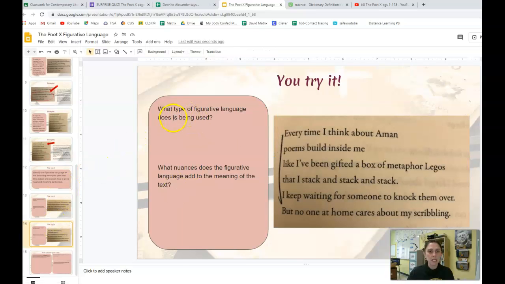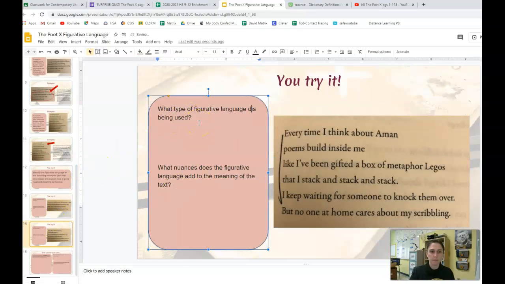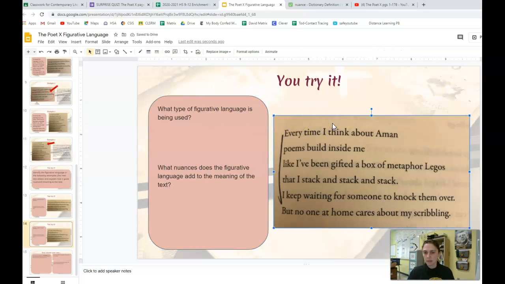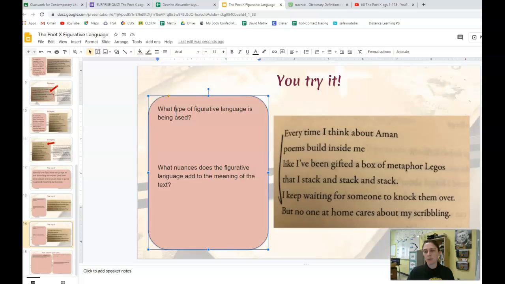The other one is, every time I think about Aman, poems build inside of me like I've been gifted a box of metaphor Legos that I stack and stack and stack. I keep waiting for someone to knock them over, but no one at home cares about my scribbling. So what figurative language do you see here, and what nuances does it add to the meaning?